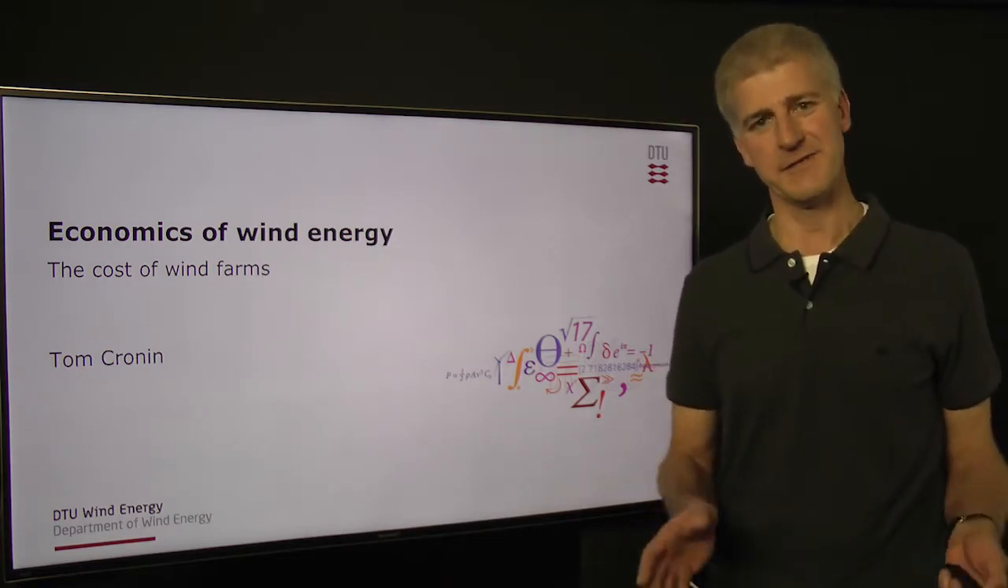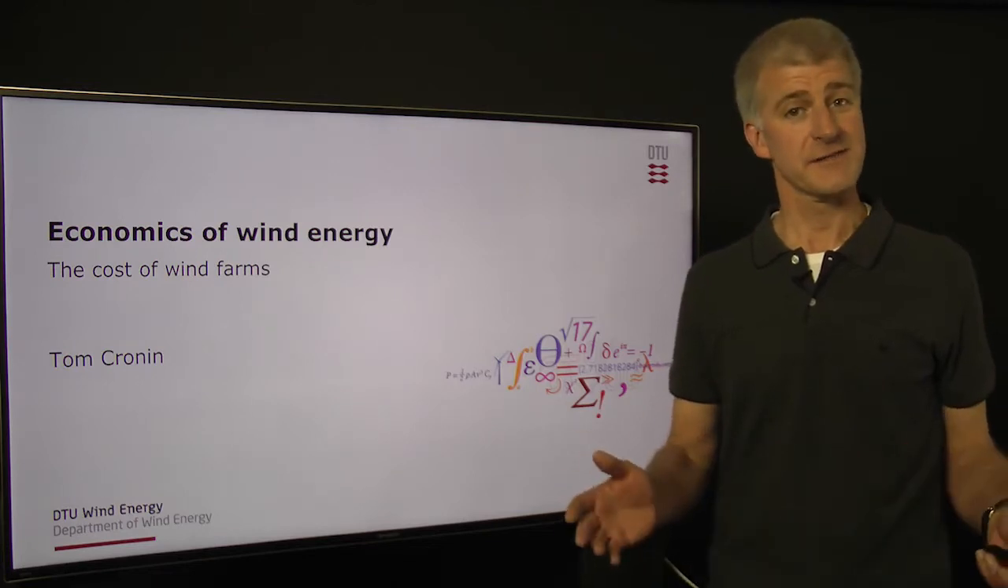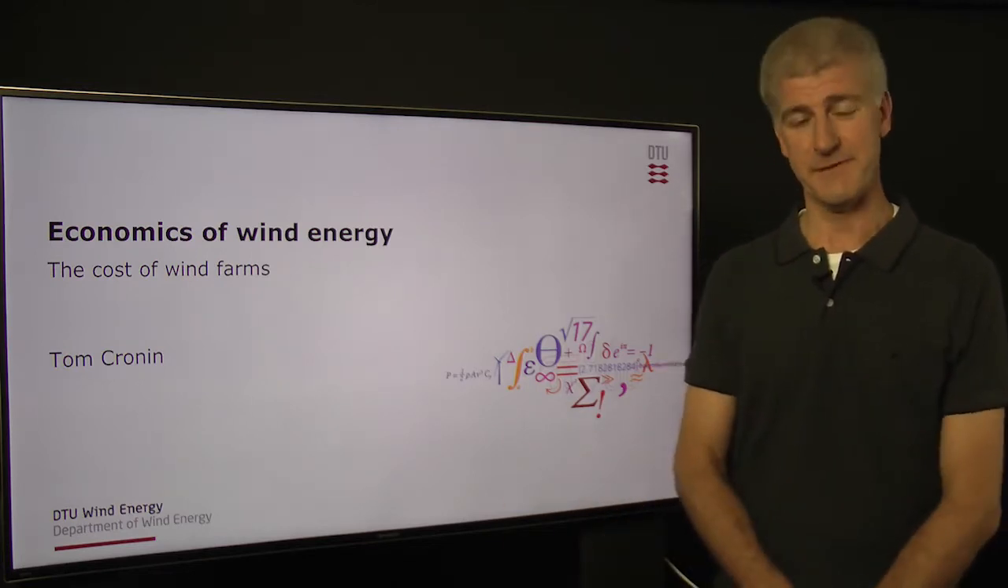Taking a look at the cost of wind farms. That is, what it might cost to actually build and operate a wind farm.